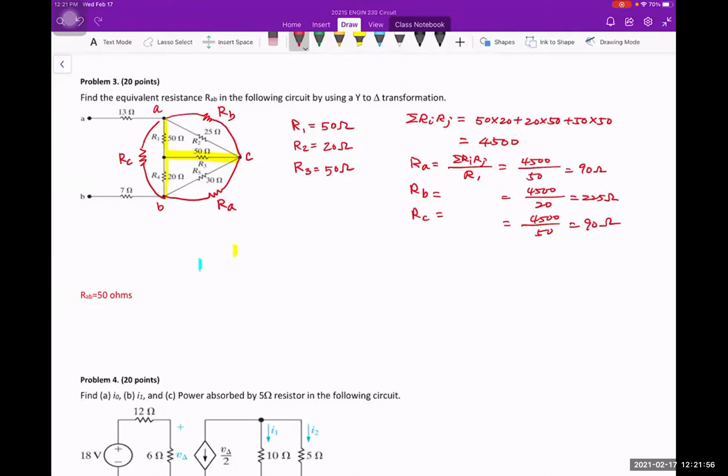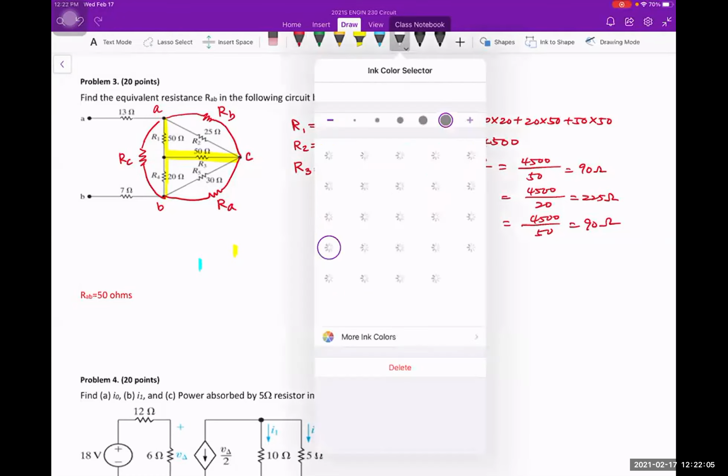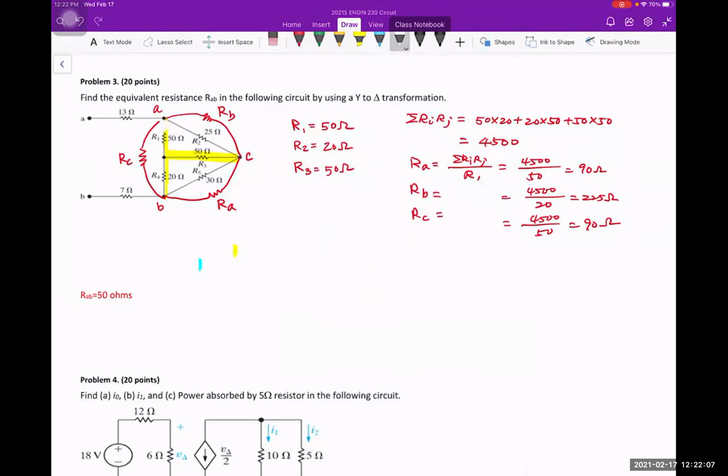Okay. Now, be careful on this one here. Once you replace, what you're replacing is going to make these things disappear. But you also have R2 and R3 still there. The 25 and 30 are still there. So they don't disappear. Don't ignore those.